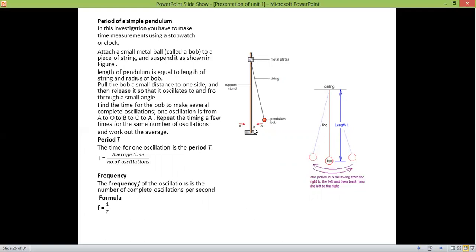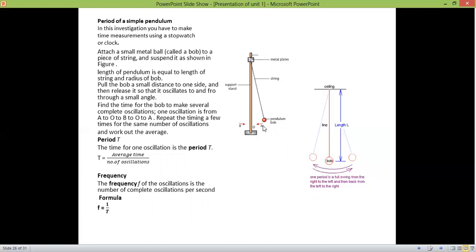Point O over here shows the rest position, the mean position. Points A and B are the extreme positions. So in order to find the time period, the bob is taken from O to A. When the bob is taken from position O to A and it is released, it is observed that it moves from point A to O, from O to B, and from B back to A. So we have to discuss when a bob is said to complete one oscillation.